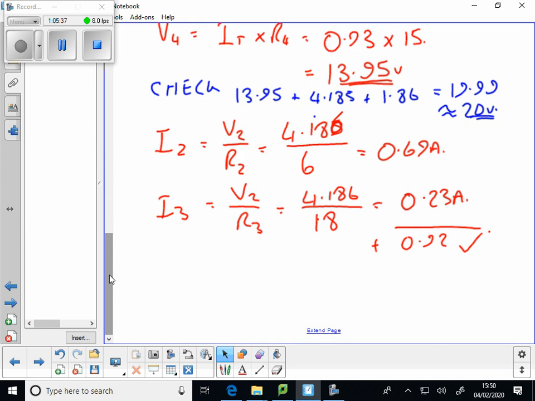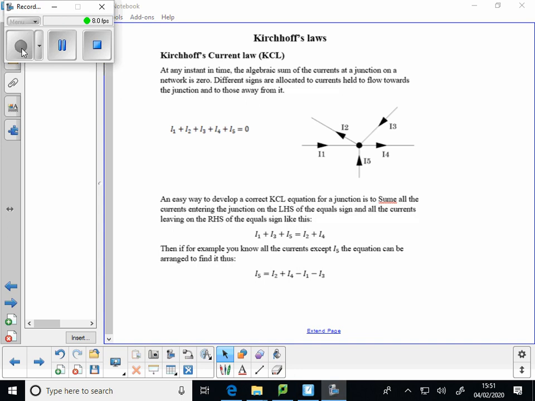Right, now, I hadn't mentioned this before today, but again, I'm not going to labour on it too much. The topic in the science, but at any instant in time, the algebraic sum of all the currents at a junction on a network is 0. We try not to think of it like that.